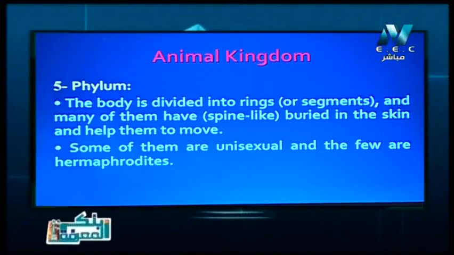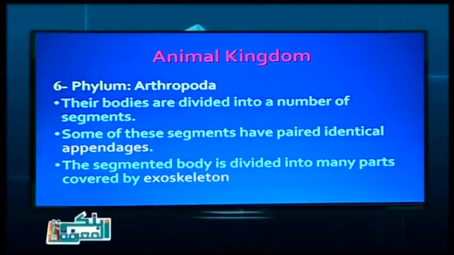The fifth phylum, as we're studying, is the ringworm, and the body is divided into rings or segments, and many of them have spine-like structures buried in the skin that help them to move. Some of them are unisexual, and a few are hermaphrodite.